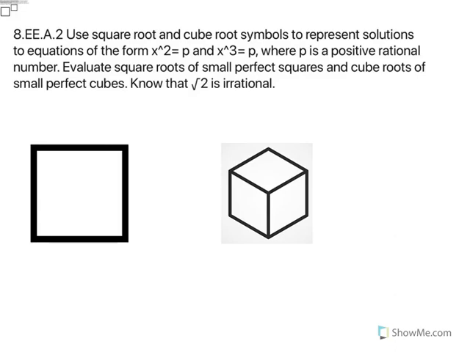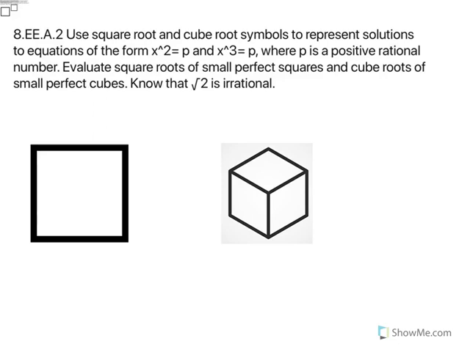In this lesson, we're going to discuss the Common Core Standard 8.EE.A.2. That's the 8th grade Expressions and Equations standard that focuses on the use of square root and cube root symbols to represent solutions to equations of the form x to the power of 2 equals p and x to the power of 3 equals p, where p is a positive rational number. Evaluate square roots of small perfect squares and cube roots of small perfect cubes, and know that the square root of 2 is irrational.